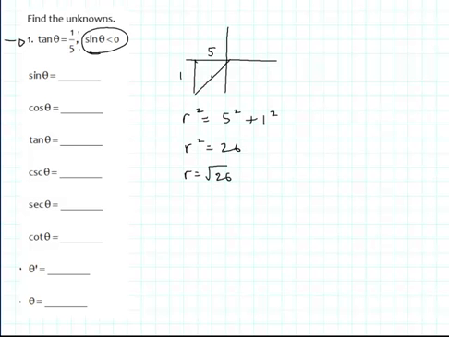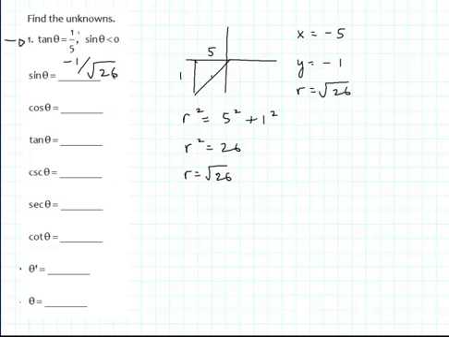Okay? Tell me what the x is. The x is, since you went to the left, -5. The y, because you went down, is -1. And your r value is always positive. Okay? To find sine, you will take your y value and put it over your r value, so that would be -1 divided by the square root of 26.